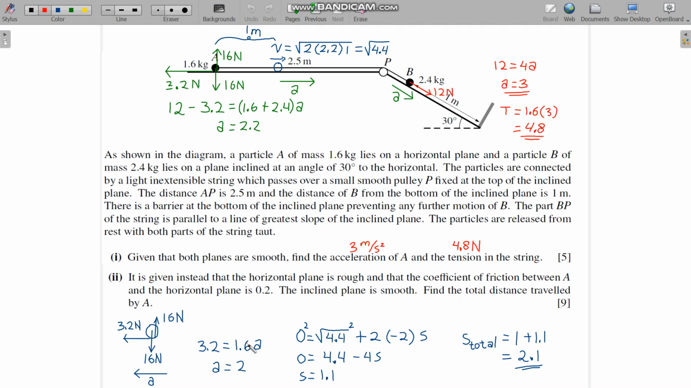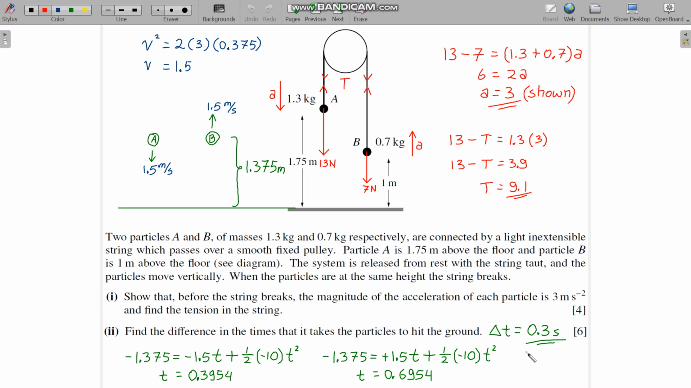So now we use the initial velocity, the square root of 4.4, the final velocity is 0 when it stops, and the acceleration is -2. We have v squared equals u squared plus 2as. You can find the s. So this is the distance traveled by this object until it stops, and the total distance from the beginning would be plus 1. So this is the total distance traveled.